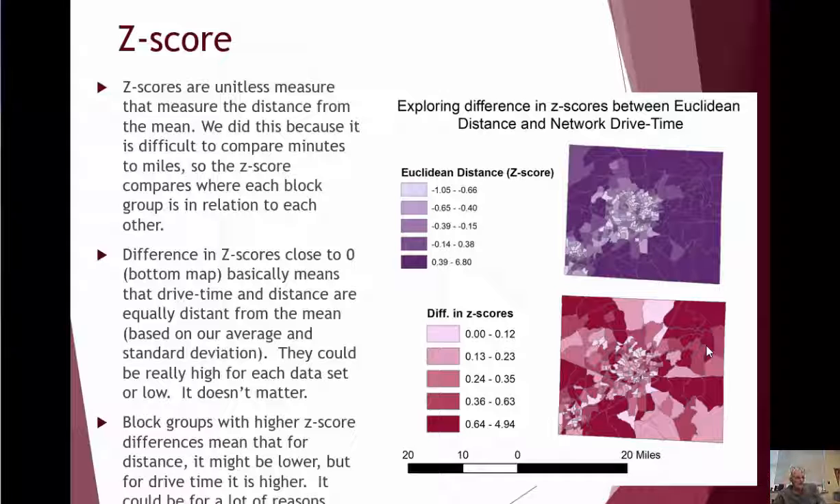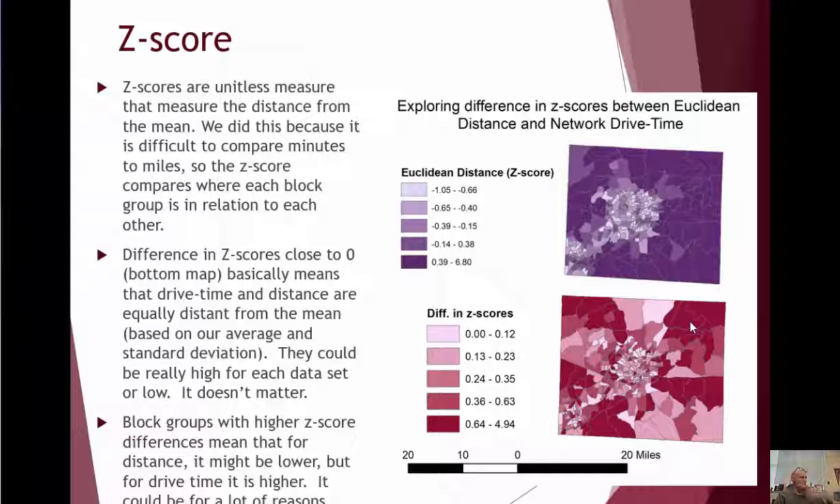It means that there's more of a variation between the Euclidean distance and the drive time, meaning these people are probably going to have to drive a lot further than what their Euclidean distance represents. So our difference in z-score means that the drive time and distance are equally distant from the mean. Meaning, if you've got a high drive time, you probably have a high z-score or high Euclidean distance. So they could be really high or really low.